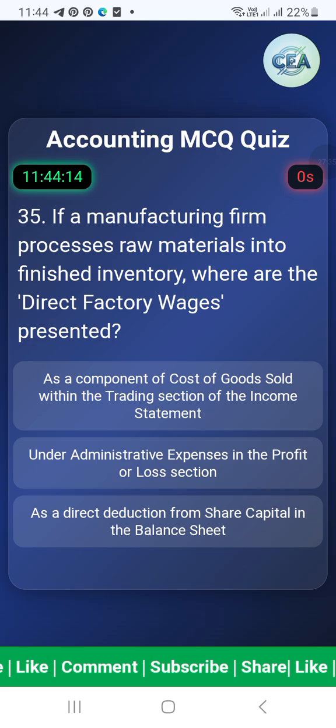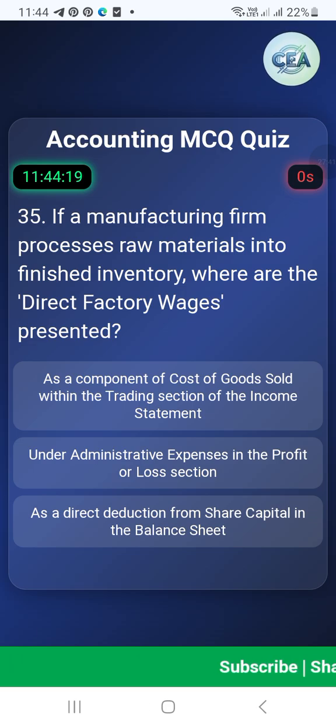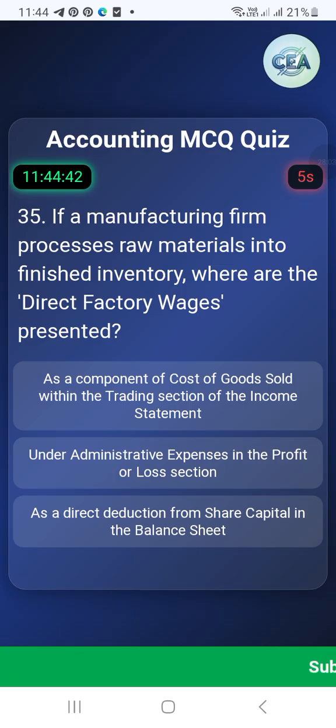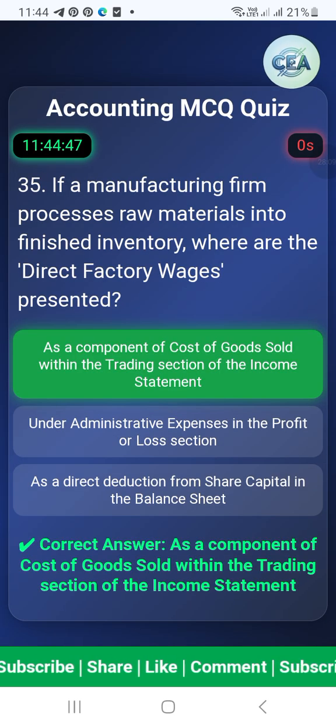35. If a manufacturing firm processes raw materials into finished inventory, where are the direct factory wages presented? Option 1. As a component of cost of goods sold within the trading section of the income statement. Option 2. Under administrative expenses in the profit or loss section. Option 3. As a direct deduction from share capital in the balance sheet. Correct answer is as a component of cost of goods sold within the trading section of the income statement.